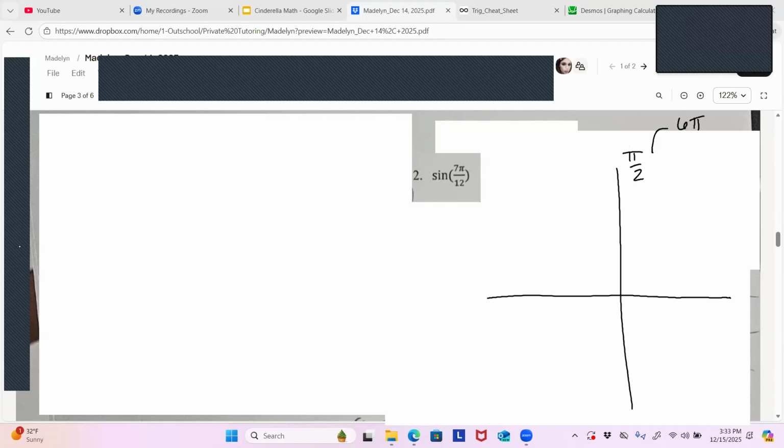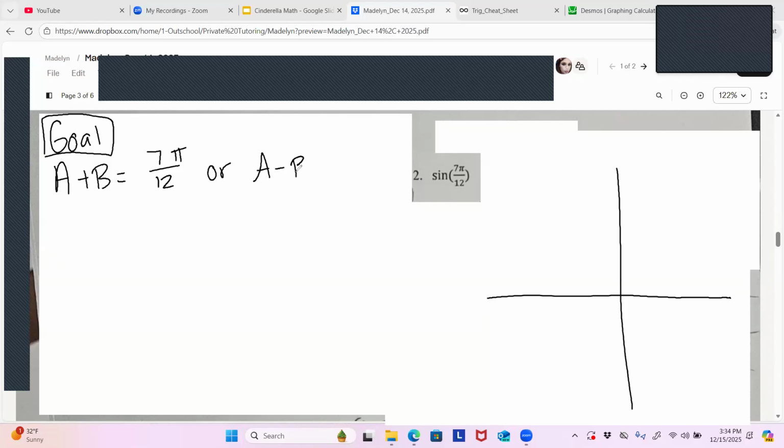So what we need to do is come up with 2 radians that are on unit circle that either add to this or subtract to this. And now there's sometimes one person will find an adding one and one person will find a subtracting. So there is a little leeway here. So we need to find an A plus B that will be 7 pi over 12 or an A minus B that will be 7 pi over 12. Again, it kind of doesn't matter. You kind of do what's easier for you. Usually the adding is easier, but not always.